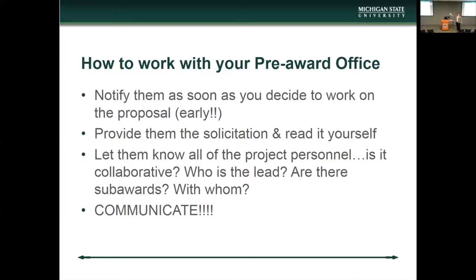So the biggest thing is notify them early, and I cannot stress that enough. You know in advance you're submitting a grant. You've known for months you were going to submit a grant, and there are things that you could be working on with your department at the same time. So let them know early. Give them the solicitation and make sure you read it yourself. It's very important that you read it so you understand everything that needs to go into that proposal, because they'll throw you a loop every time.